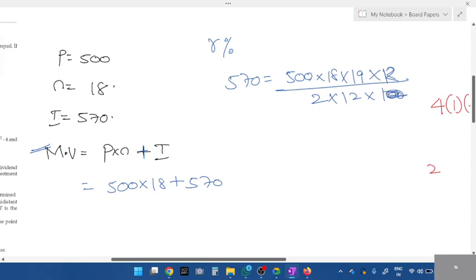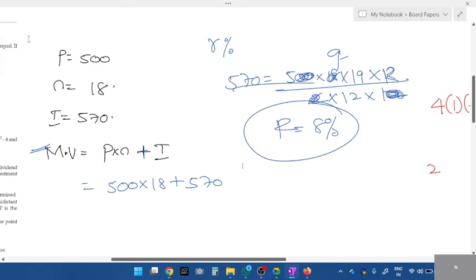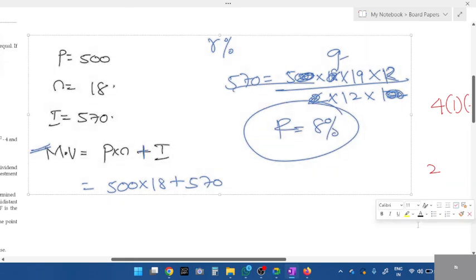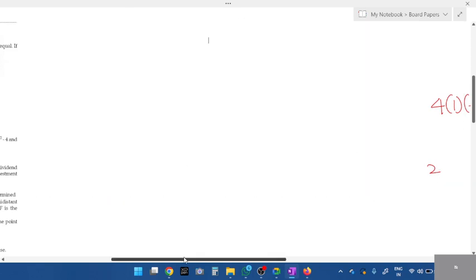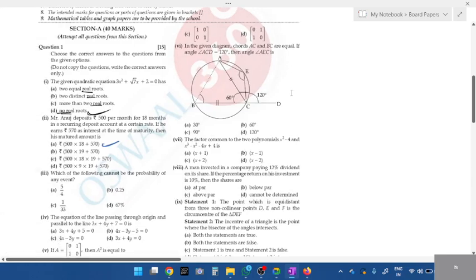See, the 2 zeros get cancelled. Cancel everything, you'll get R percent. R is around 8%. You'll get the answer as 8%. Fine. So the second MCQ is done. Third one. That's it for banking; when we have questions, we'll solve them.